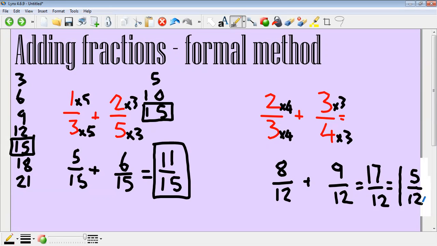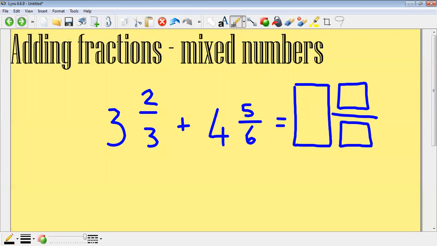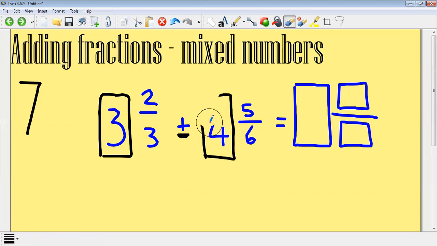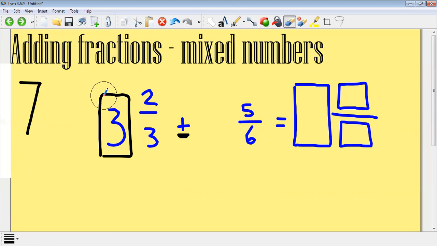And then lastly, you get to adding fractions that are mixed numbers. Now this is pretty much the same as what we've been doing, but you just need to deal with the whole numbers first. So what I'm going to do is I'm going to get my 3 and my 4, and I'm going to add them to make 7. I'm going to get rid of them, get them out of the way. And I'm basically just doing the same as we were doing.